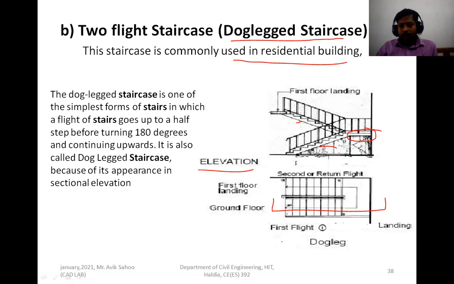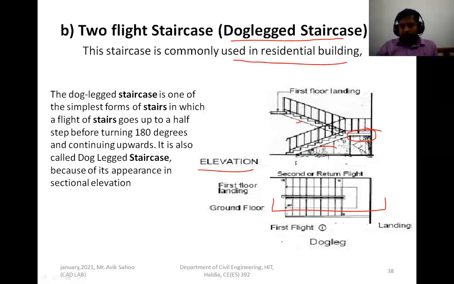Basically, in sectional elevation we understand the details of the staircase, then the floor height, then the position of the landing, and the step size, and the detail means the hand railing. This is called hand railing. So all these things we get from the sectional elevation.